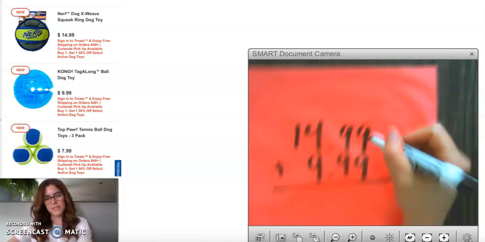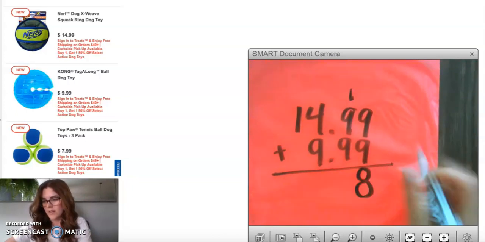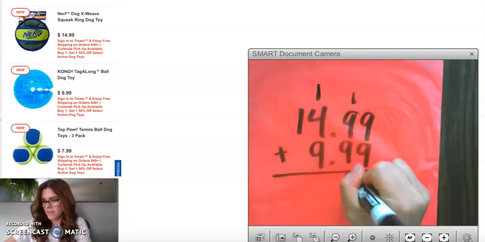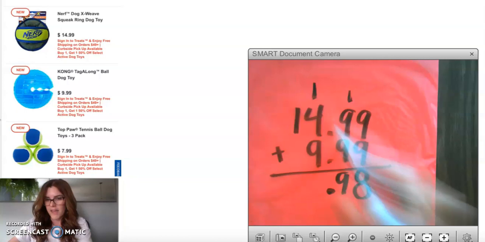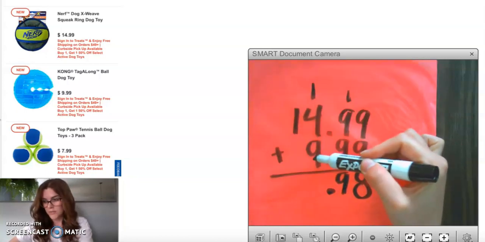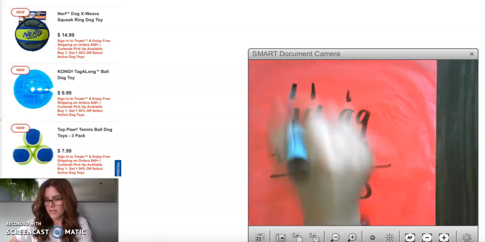We know 9 plus 9 is 18, so we're going to carry our 1, put the 8 down here. 9 plus 1 is 10, plus 9 more is 19. Then we're going to bring down the decimal, and then I'm going to take this 1 and 9 and turn it into a 10. That's faster for me. Plus 4 is 14, and then 1 plus 1 is 2.